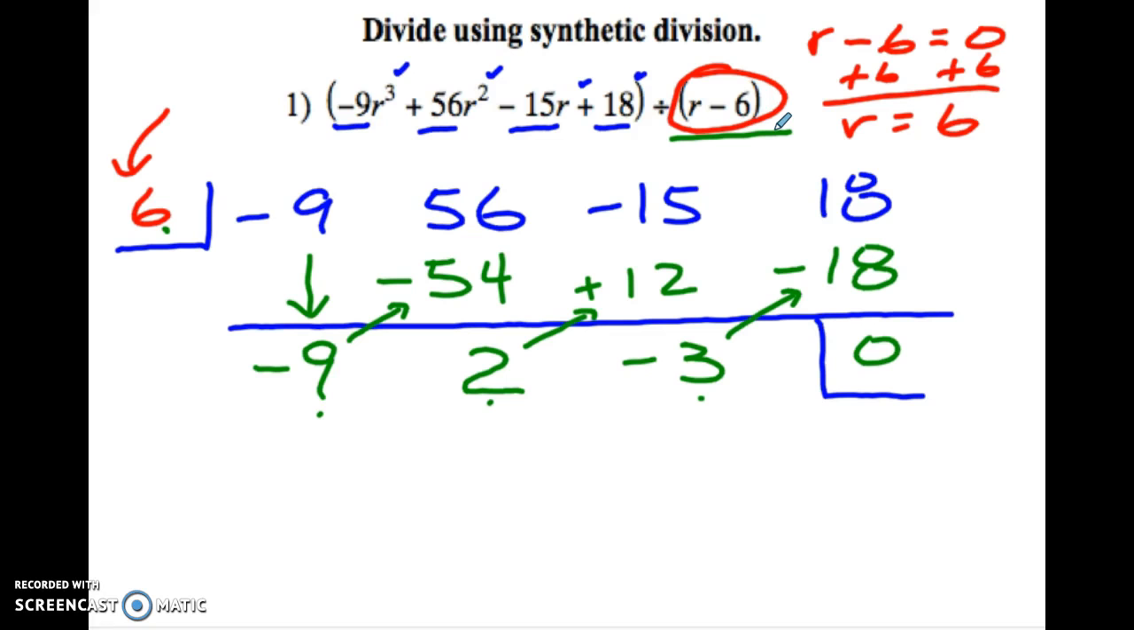To write out the answer, we take the degree of what we were dividing by and we decrease it by 1. So since we started with an r cubed, our answer is going to start with an r squared. The -9 then becomes the coefficient on the r squared. Then we proceed in descending order. So 2 would now be the coefficient in front of the r, and the -3 is now the constant.